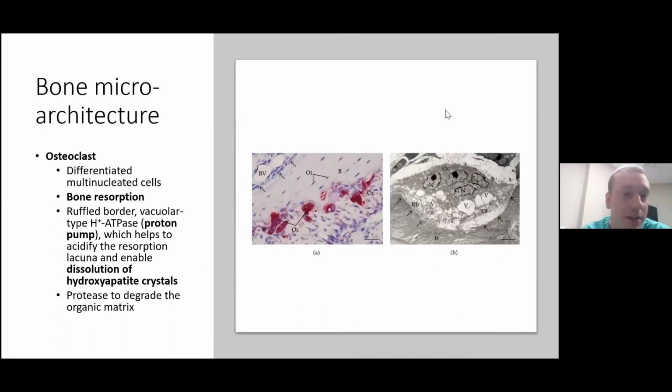Next, we have the osteoclasts, which are differentiated multinucleated cells. They're responsible for bone resorption, and they have the presence of proton pumps, which help acidify the resorption area and enable the dissolution of hydroxyapatite crystals. They also have the presence of proteases that are responsible for degrading the organic matrix. Here on the right, we have another electron micrograph showing the multinucleated osteoclast with the presence of the vacuolar proton pumps in the ruffled border doing resorption of the bone.